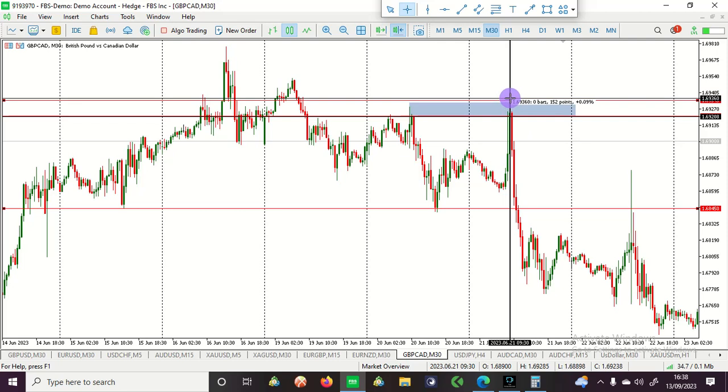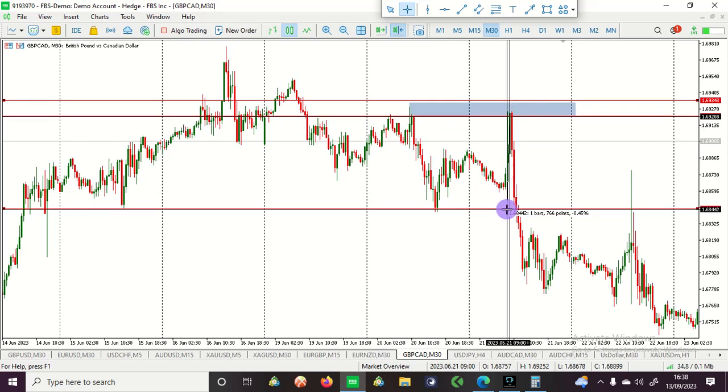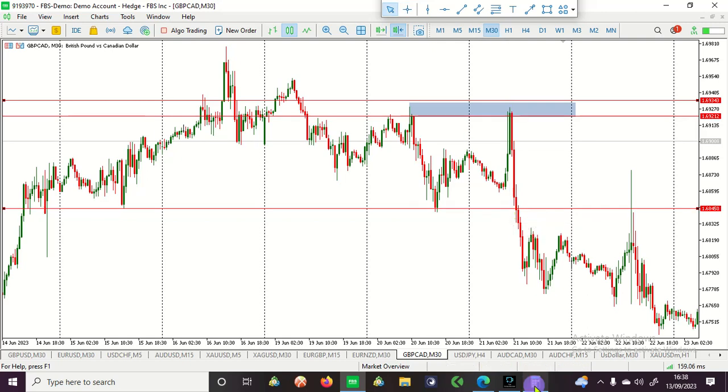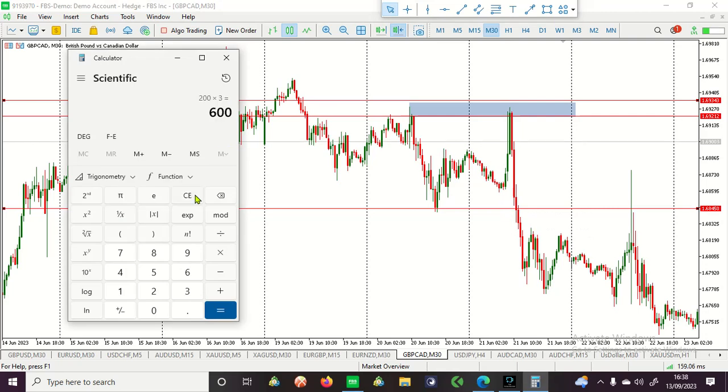This is our stop loss. Our stop loss gives us 143. That is 14 pips. Then our TP gives us 766. That is 76 pips. If you divide it by 10, it gives you 76 pips. So now we have 14 and 76 pips. 76 pips divided by 14 pips gives us 5.4. That is a good trade to take.